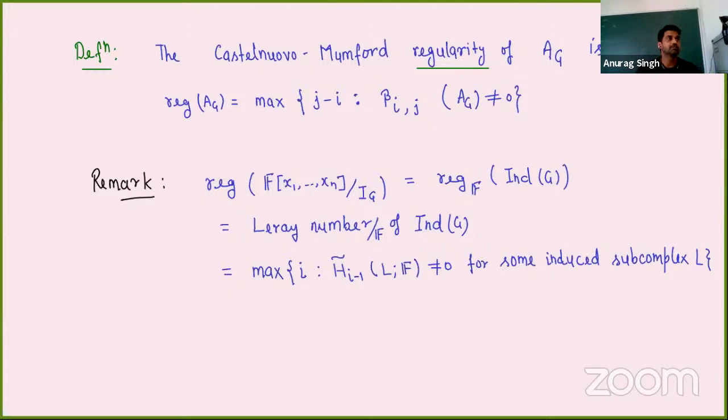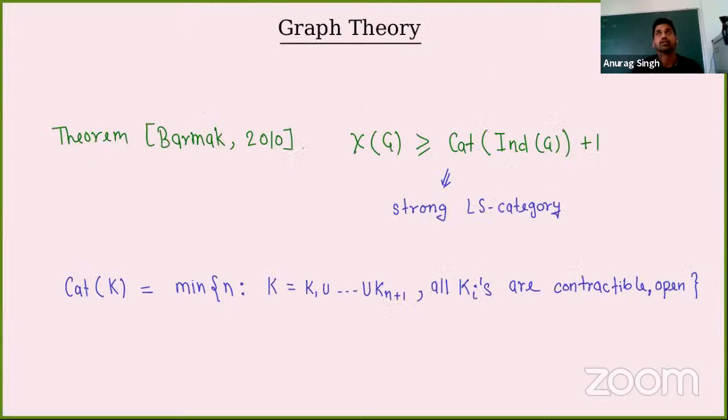The other direction which is important is the motivation with which simplicial complexes were started. So let's come back to graph theory, which was the original motivation for studying these simplicial complexes: how these independence complexes help us get the combinatorial information of graphs. In 2010, Engström proved that the chromatic number of the graph is bounded below by the strong LS category of the independence complex of G plus 1, where the strong LS category of a complex K is the minimum n such that you can cover K with n plus 1 contractible subcomplexes.